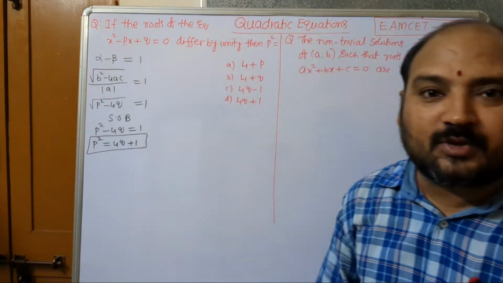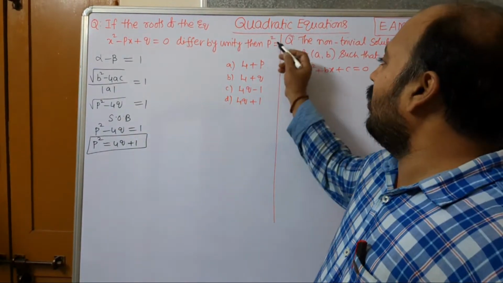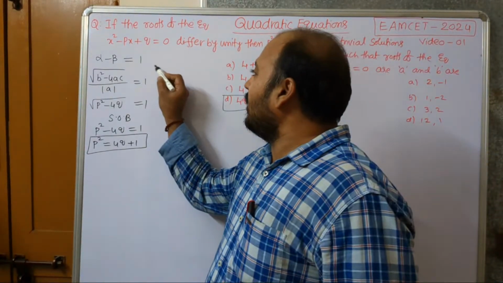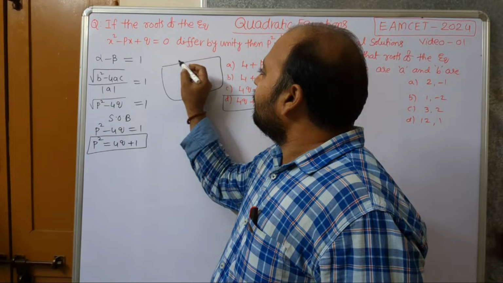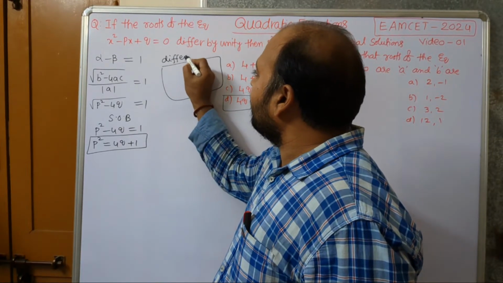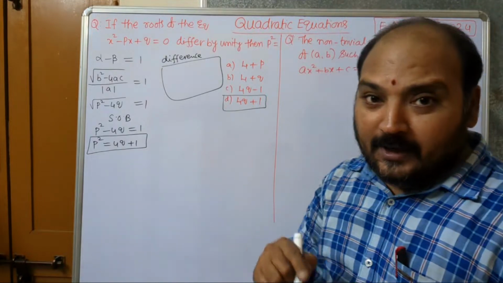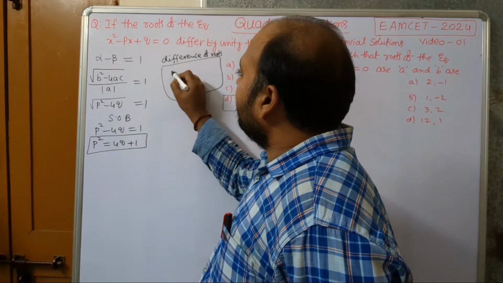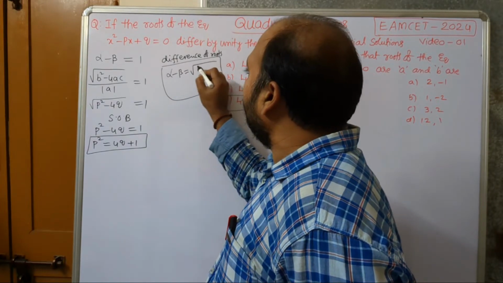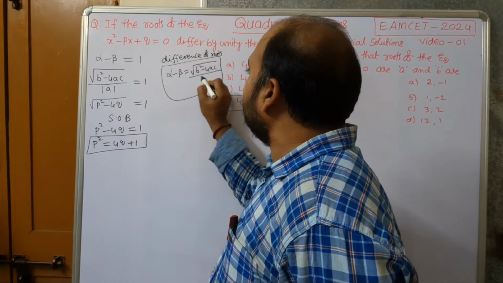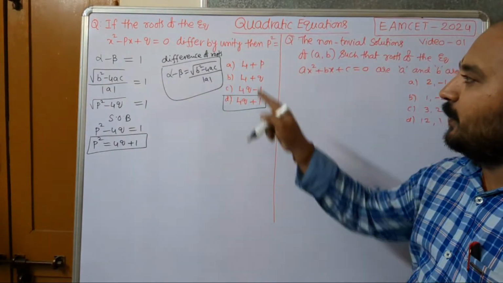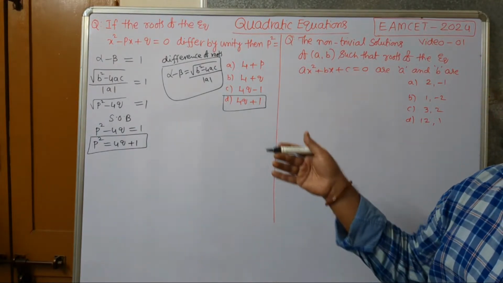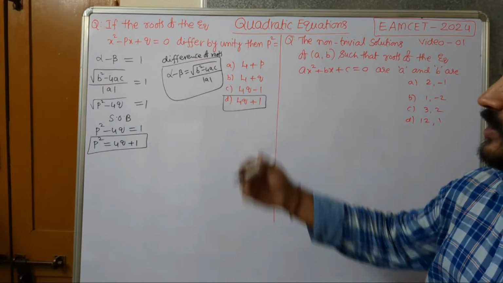I hope you understand, yes students. This is the value of p square. It is there in the fourth option. So if you remember this formula for the difference of the roots, it will play a very important role in competitive exams. Difference of roots of the quadratic equation, alpha minus beta, is equal to root of b square minus 4ac by mod a. Keep in mind, dear students, it may chances to ask in objective also. 4 options they will give, which one is the right option.